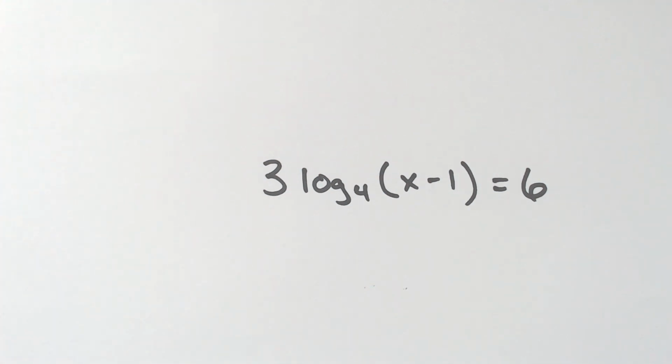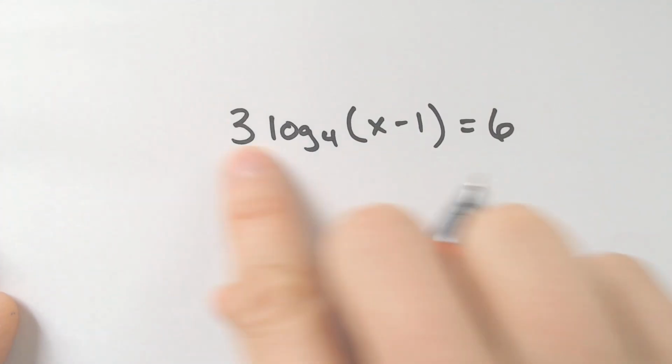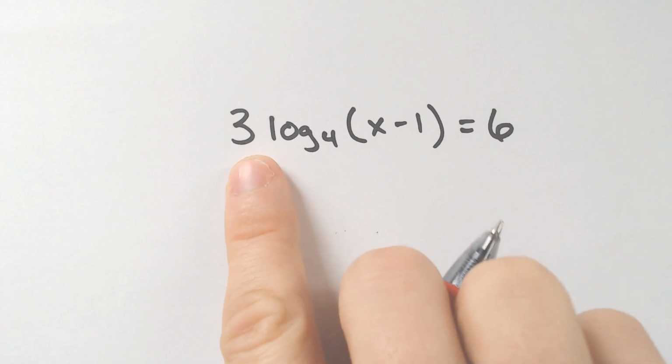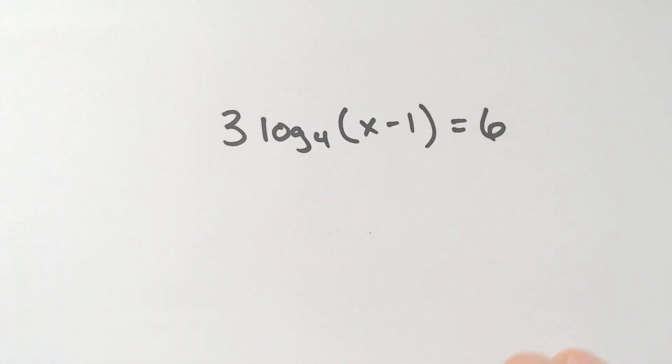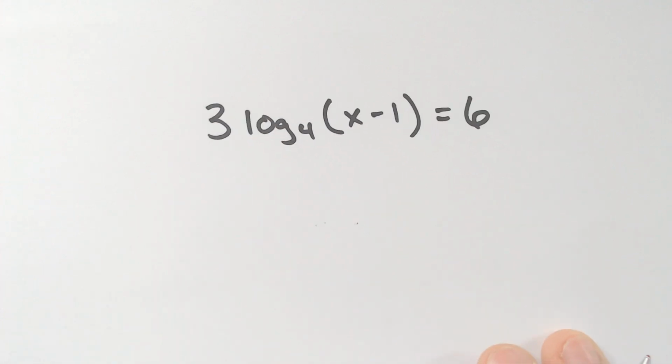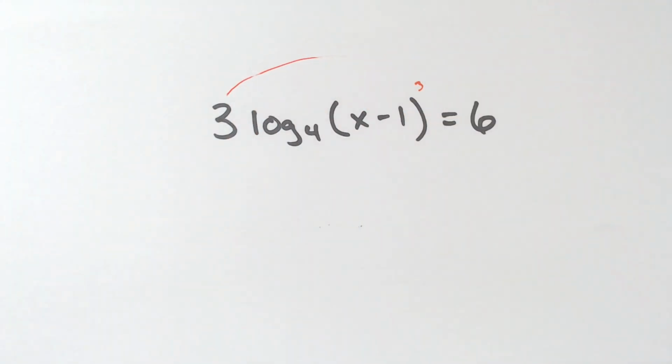All right, let's do another one. These are going to go pretty quick. Here, the log is not by itself because there's a 3 in front of it. Now, there are two options, one of which is a bad idea and the other one's a good idea. The bad idea is you are allowed to move this 3 and make it an exponent.